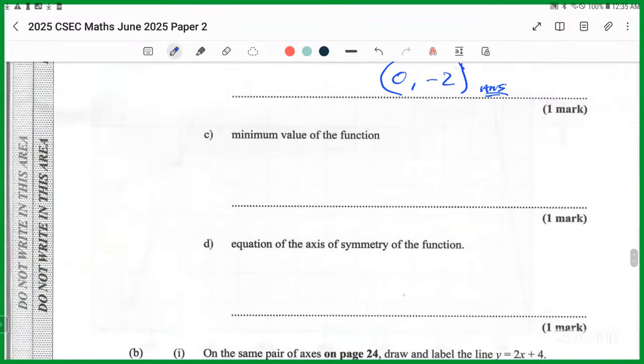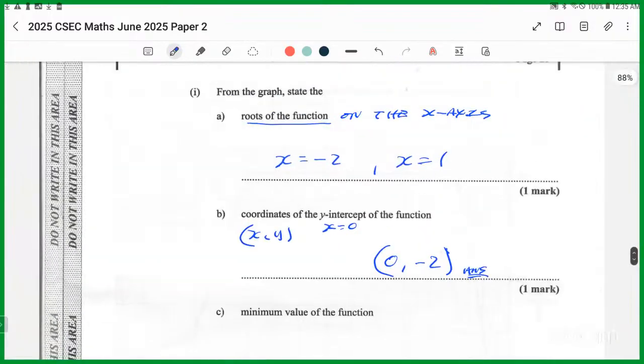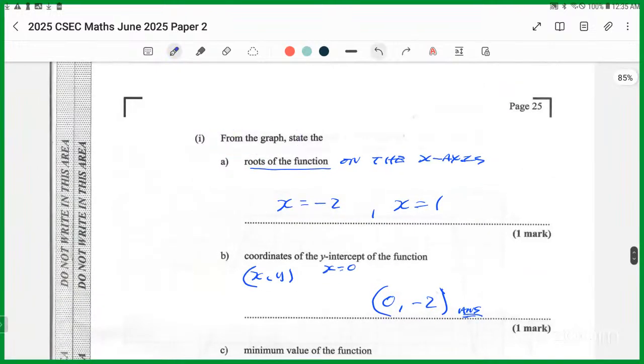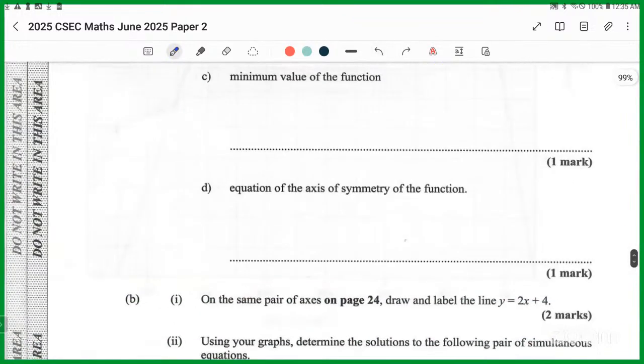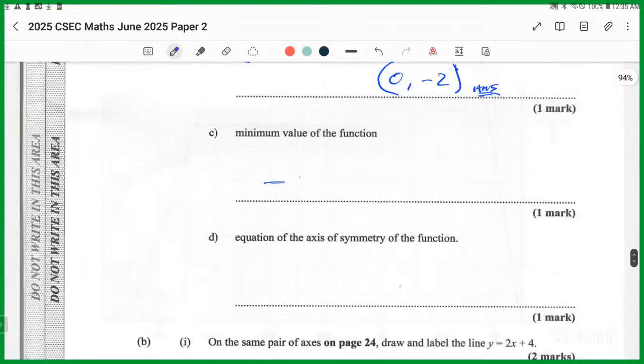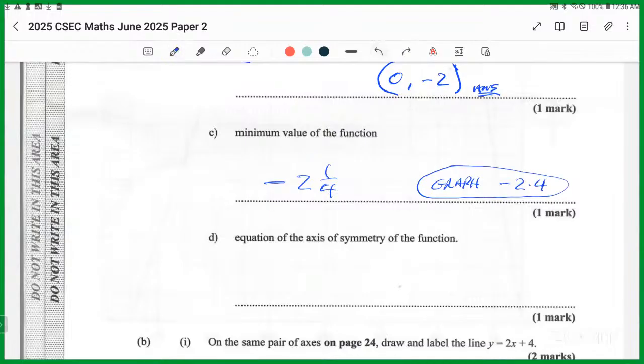Minimum value. The question says use the graph and see that's it from the graph. The correct answer I'm going to put is negative 2.25. The graph is negative 2.4. We'll put negative 2.25.